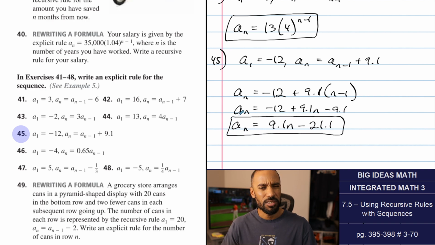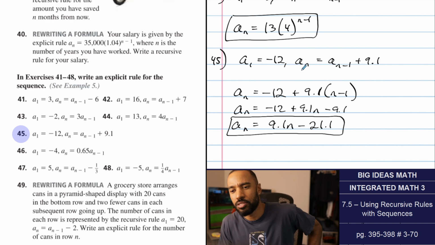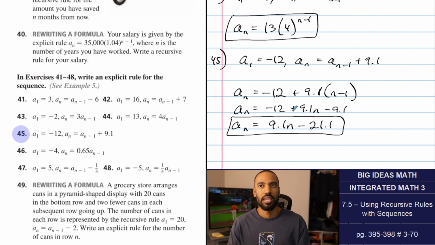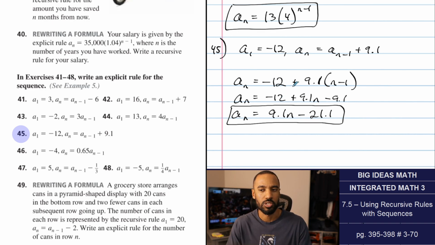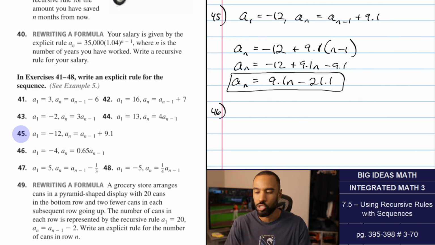Alleviation. Is that a word? Because I did it in section 7.2. I think that, or 7.1, whichever one we were writing a lot of arithmetic sequences on. I did do it at the time.